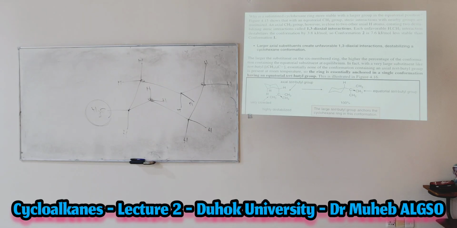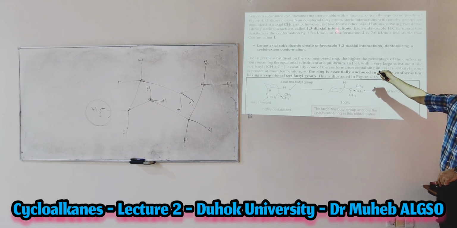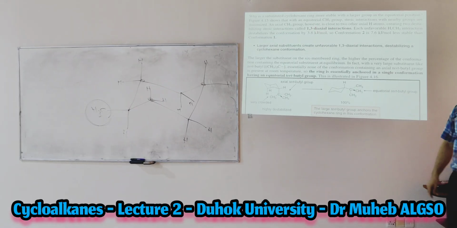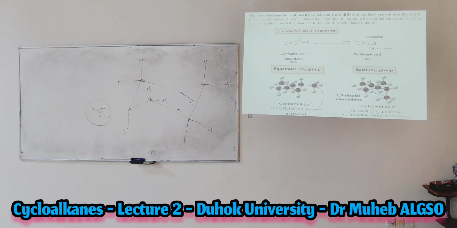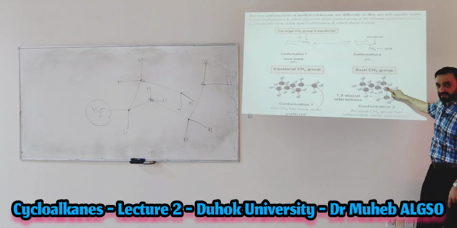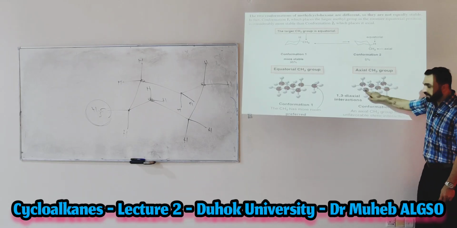Grating to destabilize the steric interaction called 1,3 diaxial interaction. What is the meaning of 1,3 diaxial interaction? If we go here, this is carbon number 1. What do we have here? Yes, CH3 groups. And this is 1, 2, 3.